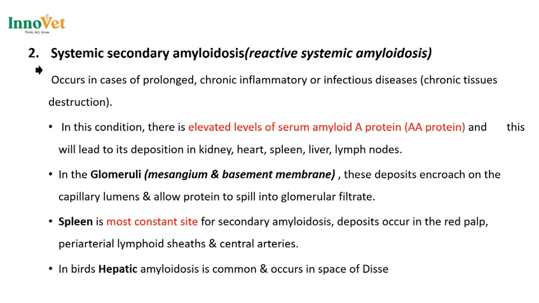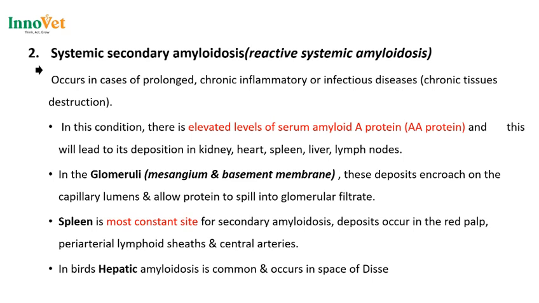Usually in this condition, the protein that is produced is a serum amyloid A protein. So this protein usually comes into place when there is chronic tissue destruction or inflammation. The liver produces this serum amyloid A protein, and when it is in excess in the body, it will be converted to AA protein, and then this AA protein will begin to be deposited in tissues such as the kidney, the heart, the spleen, the liver, and the lymph nodes.